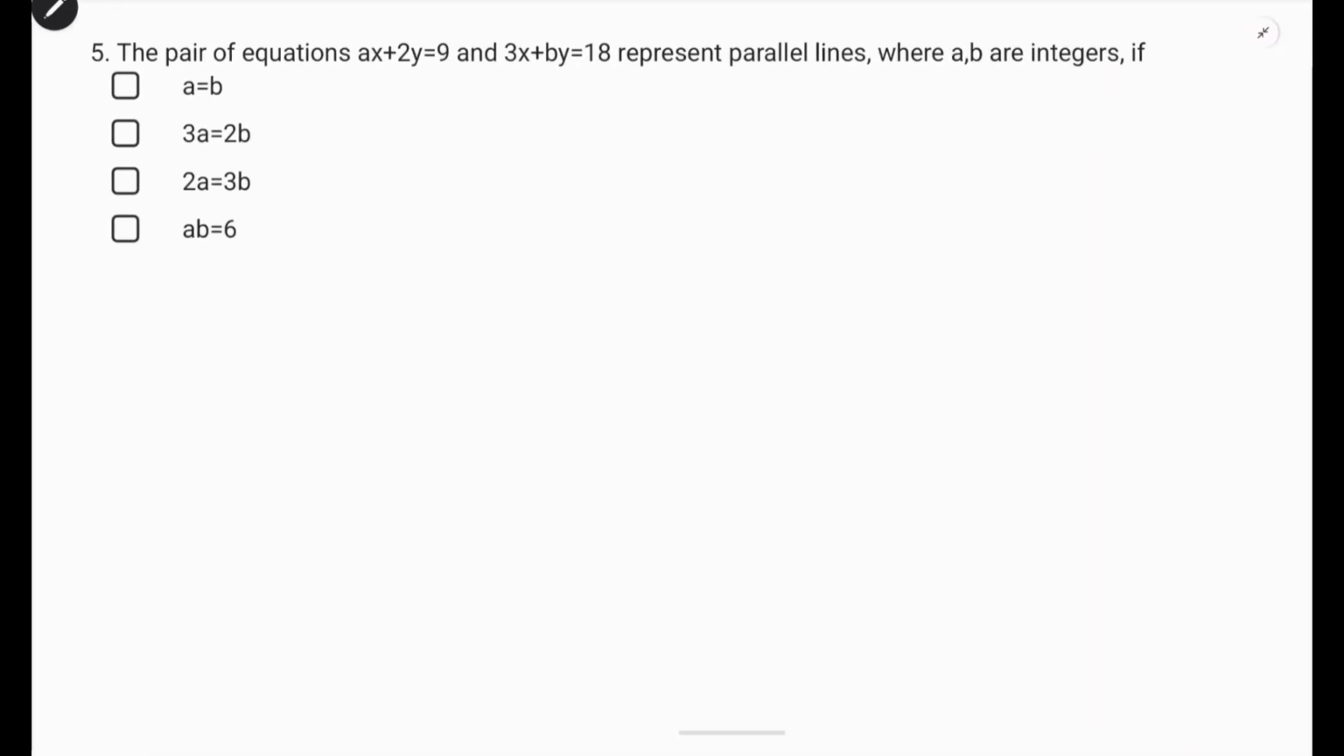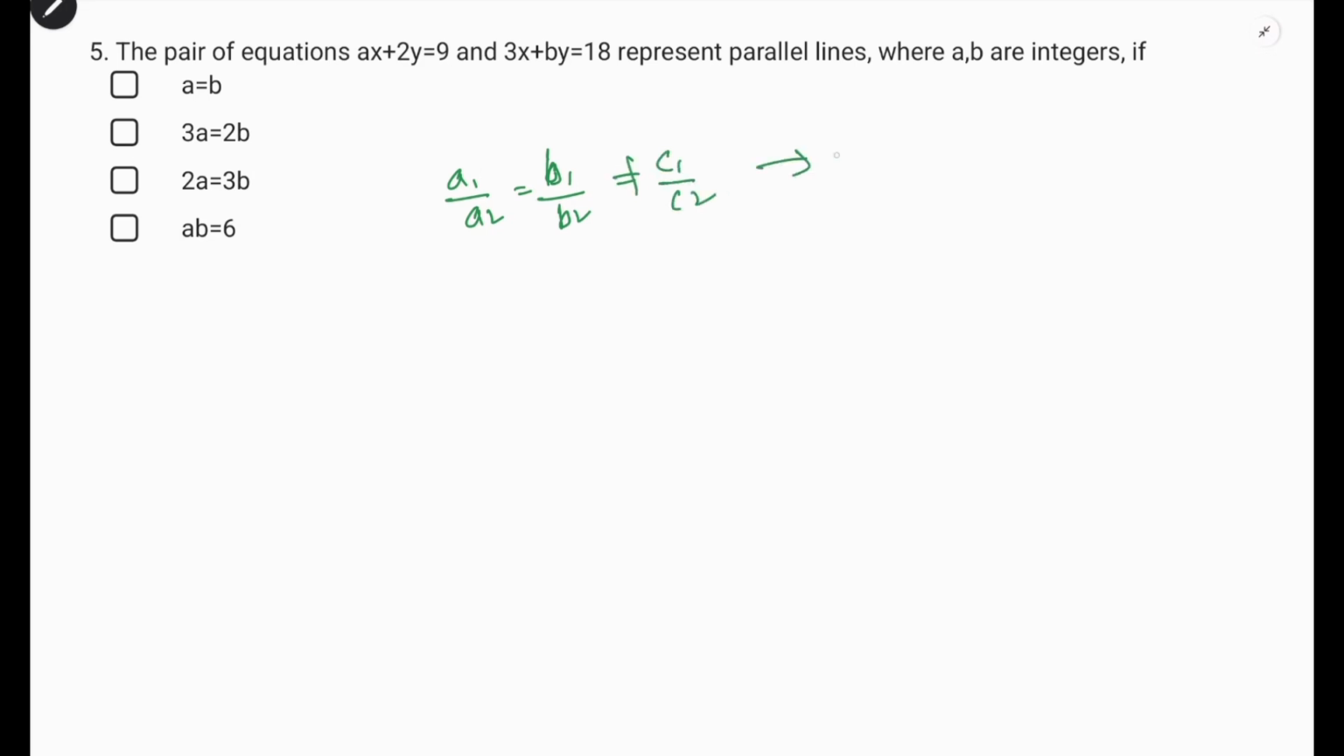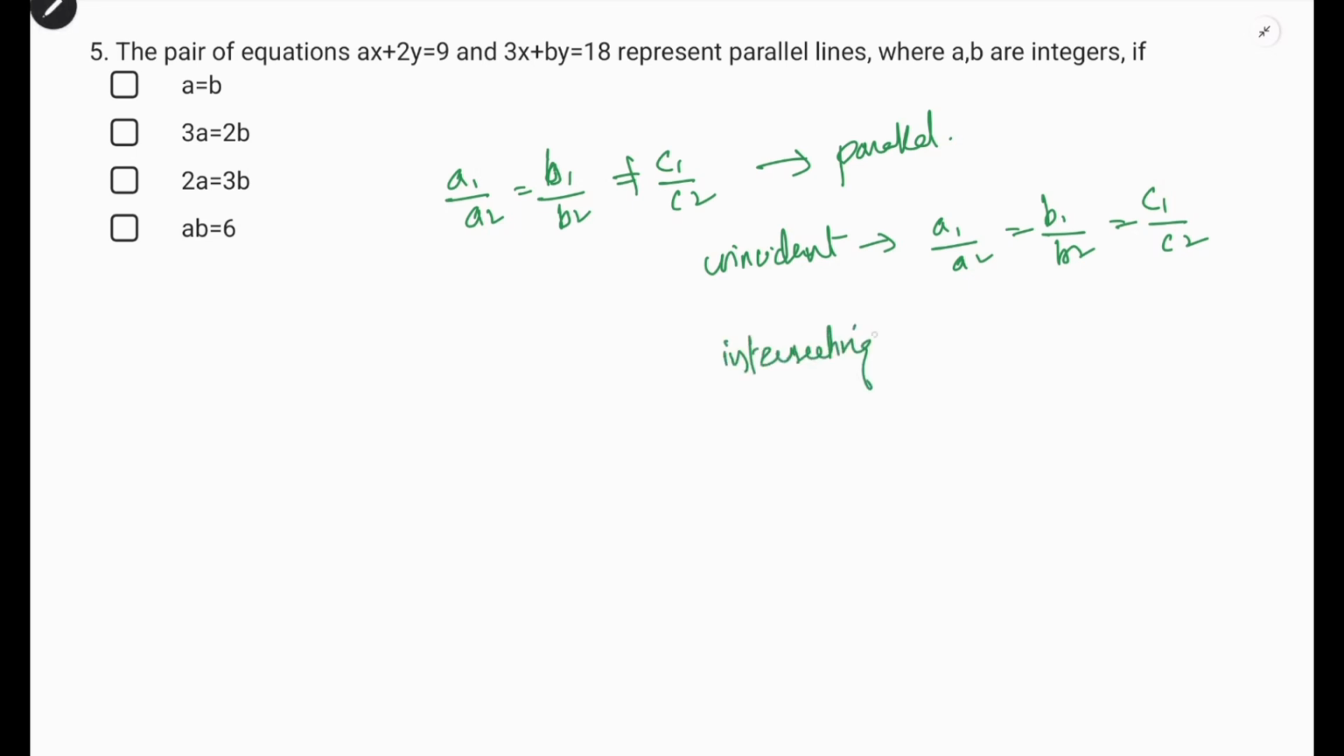Next one. The pair of equations represent parallel lines where a and b are integers. What is the condition for parallel lines? It is a1 by a2 is equal to b1 by b2 not equal to c1 by c2. This is the condition for parallel lines. And what is the condition for coincident lines? It is a1 by a2 is equal to b1 by b2 is equal to c1 by c2. What is the condition for intersecting lines? It is a1 by a2 not equal to b1 by b2.